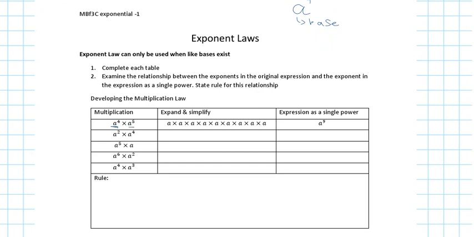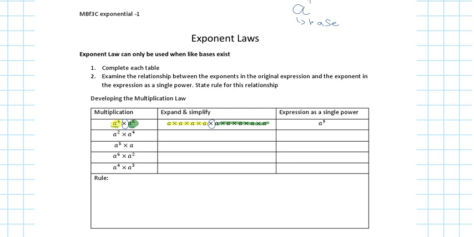So I have a times a times a times a, and then a to the power of 5, that's a multiplied by itself 5 times, right? And that multiplication that you see here in the middle belongs to this multiplication. So what do I have here at the end? If you look at this, I have 9 a's multiplied together. So I can simplify this and write it as a to the power of 9.